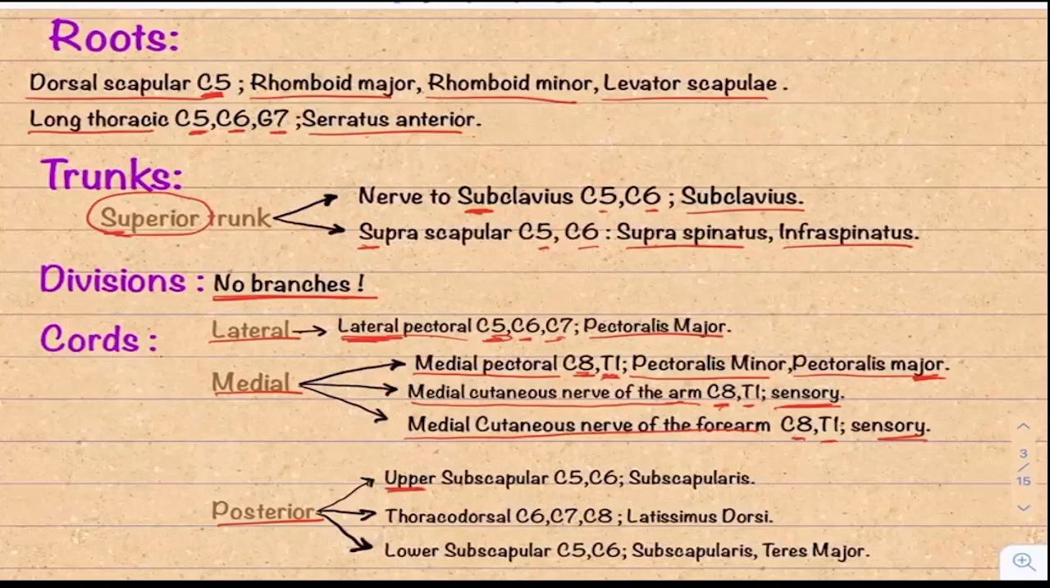We have the upper subscapular and the lower subscapular. Both of these nerves supply the subscapularis muscle, and they are derived from C5 and C6. And as I said before, the subscapularis is part of the rotator cuff muscles. The lower subscapular nerve also supplies another muscle, which is the teres major. The middle subscapular nerve has another fancy name, which is thoracodorsal, and the thoracodorsal is derived from C6, 7, and 8, and it supplies a big muscle in the back called latissimus dorsi.